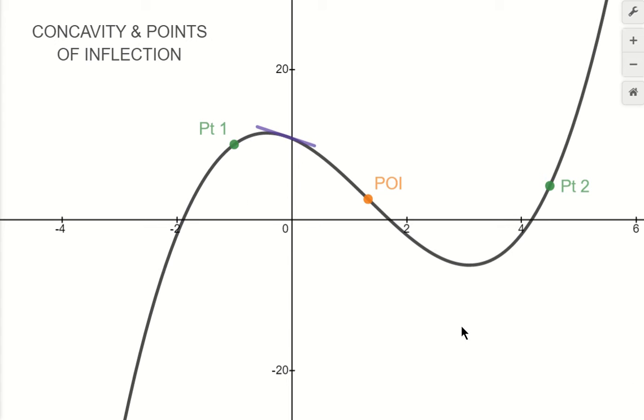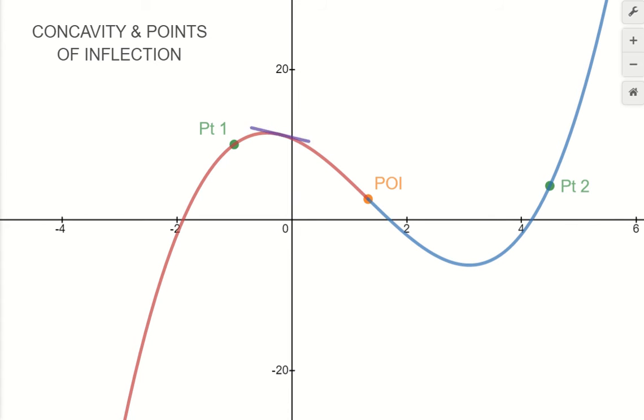And there were lots of options. I think I gave you every possible option. And so I'm actually going to add in some colors just to show the difference. So in the first section, the red section, this is considered concave down.